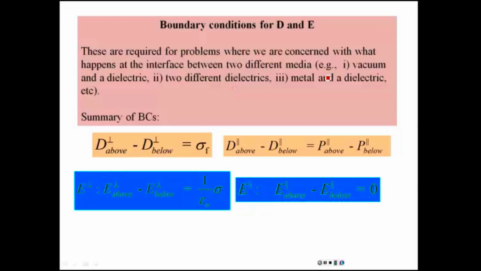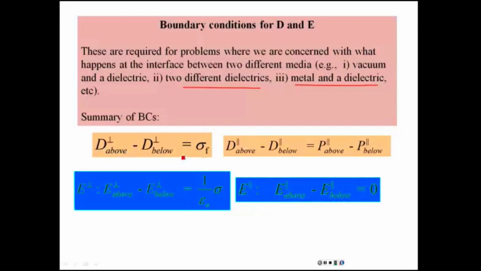So these might be a vacuum and a dielectric. It might be two different dielectrics. It might be a metal and a dielectric, and so on. These are the results. These are the summaries of the different boundary conditions that we're talking about. This is for D perpendicular or normal. This is for the parallel component, and so on.